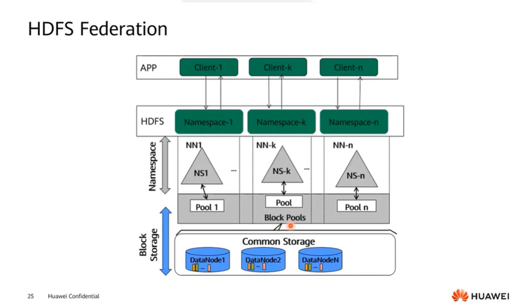Here, block pool is a group of file blocks that belongs to a namespace. Name nodes are independent. They do not communicate with each other, and the failure of one name node does not affect other name nodes. And data nodes are registered with all name nodes in the cluster to store data for all the block pools.